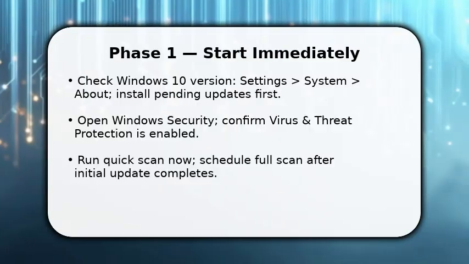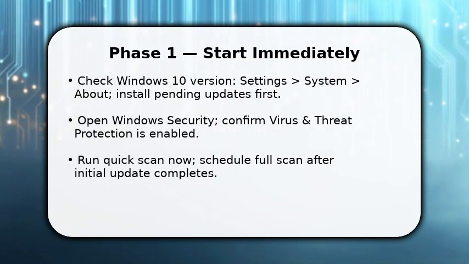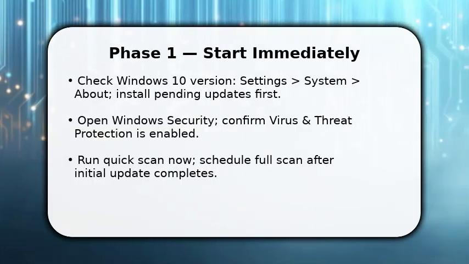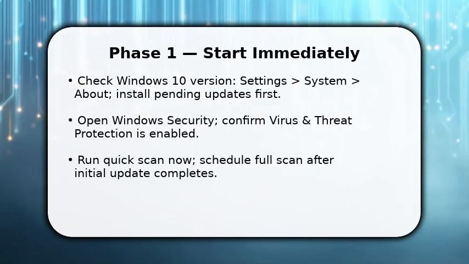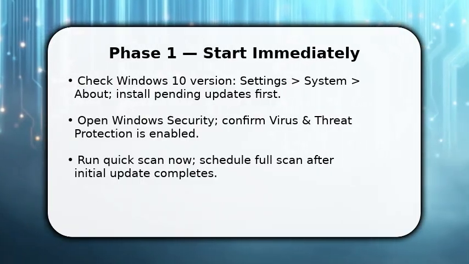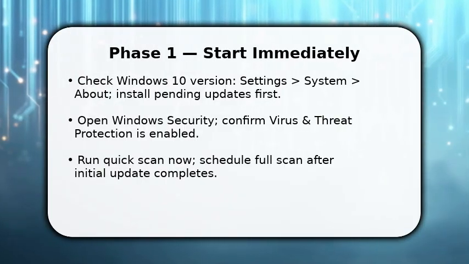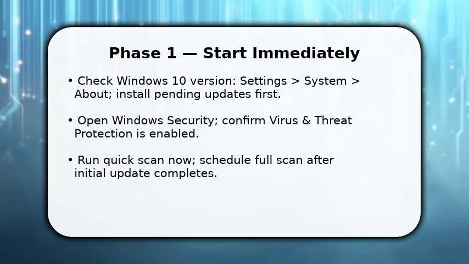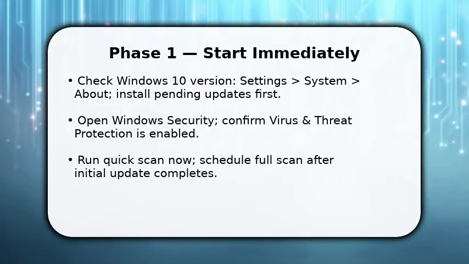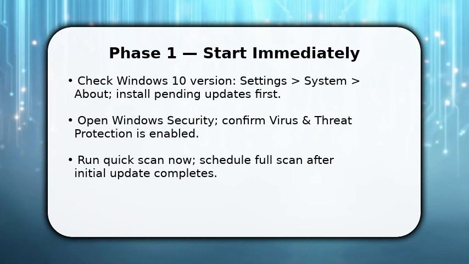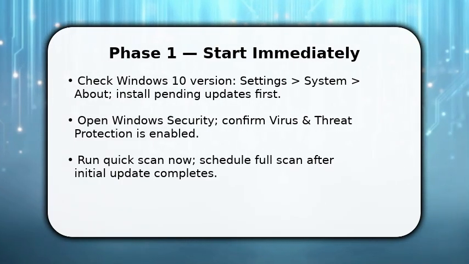You start by making the system current and safe. Go to Settings and confirm Windows 10 updates are installed. Once done, open Windows Security and enable virus and threat protection if it is off. Run a quick scan immediately to catch active threats because early detection prevents spread. Make sure to schedule a full scan for off hours. This reduces user interruption. You should also check that real-time protection is on and that definition updates are current before moving into deeper steps.